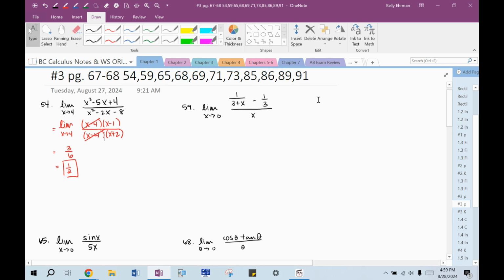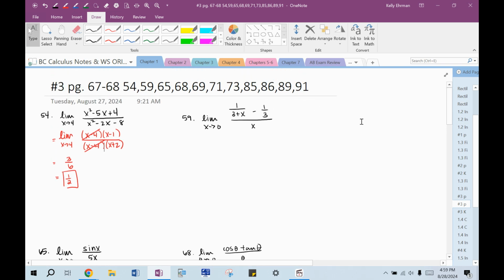All right, for number 59, so again, I can't plug in 0 here because I would get 0 divided by 0. That's an indeterminate form. Talk more about that in a little while. So what we need to do is get rid of this complex fraction. There are a few ways to do it, but we have talked about multiplying by the least common denominator out of all the complex fractions. So that would be 3 times x plus 3. And you can do that on the top and the bottom. Here you're just multiplying by 1, so this is legal.